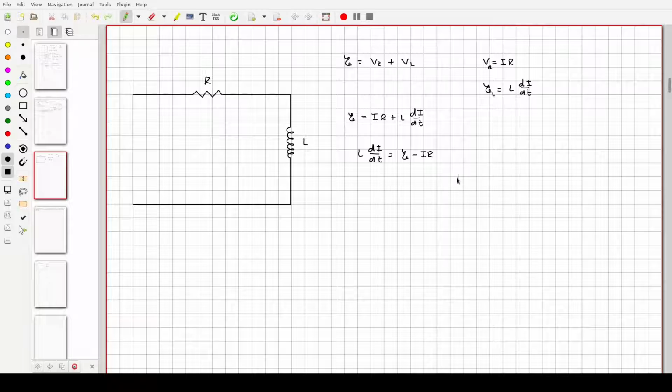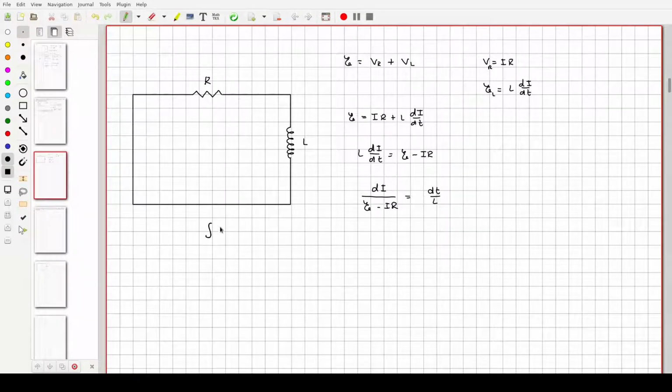Now, what I'm going to do is to move the dt over here to the right-hand side, move this L over here to the right-hand side, and move this to the left-hand side. And when I do that, I have a di over my EMF minus I times R on the left-hand side. And on the right-hand side, I'm going to have a dt over L. Now, we're going to integrate this. This is going to be an indefinite integral.